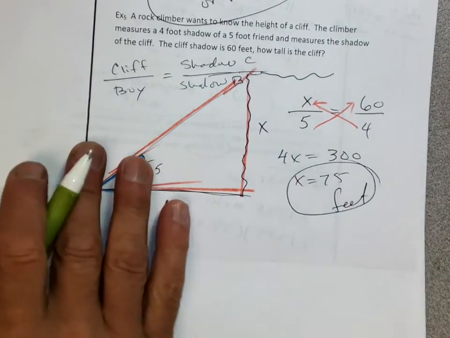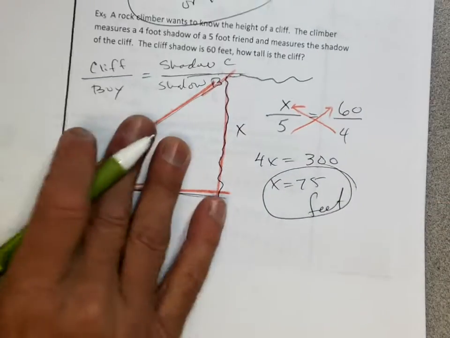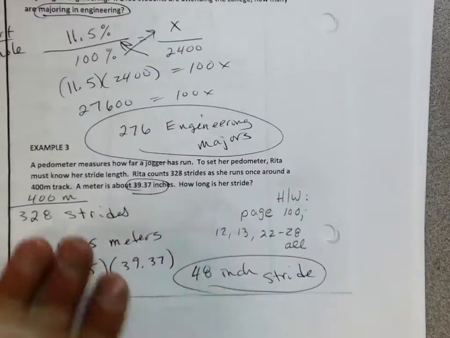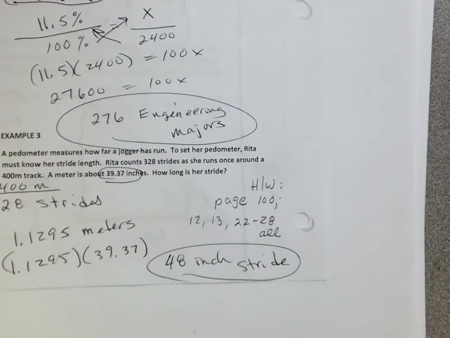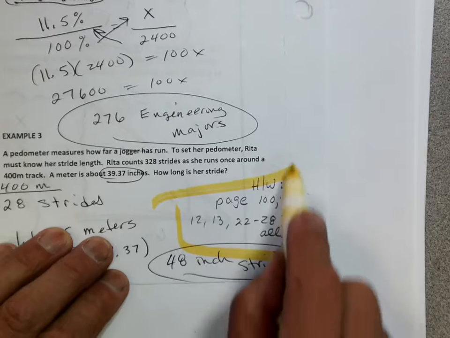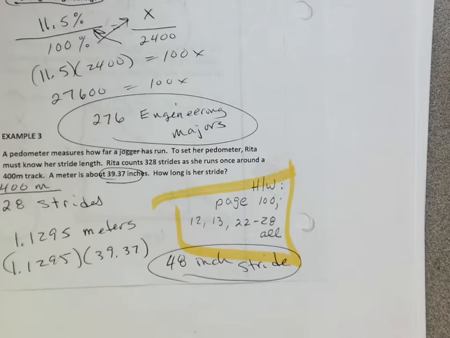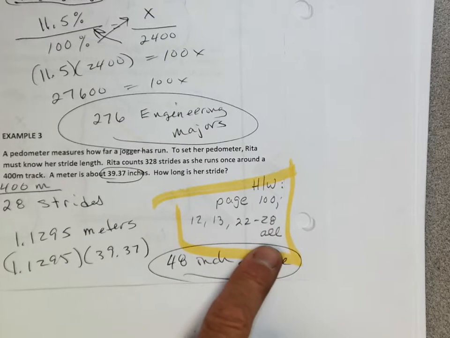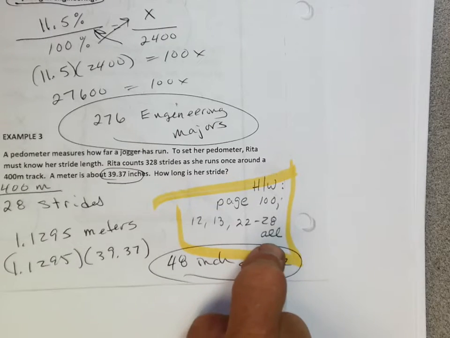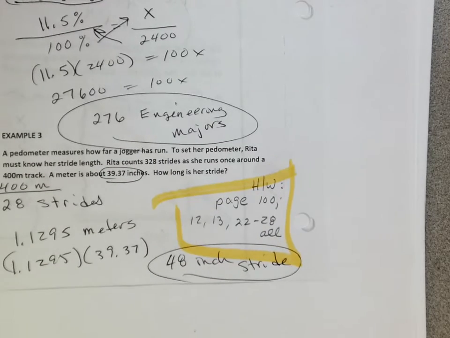Okay, so pretty easy. So our homework, back on the front page, page 100, 12, 13, 22 to 28, all. It does say all. And then it is only 10:34, so we got lots of time to get things done, right? Getting our homework done and our balloons, okay?